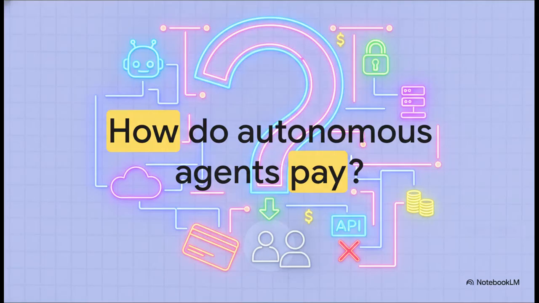So, autonomous AI agents are incredible, right? They're reasoning and chaining tools, working for you 24/7. But we've got to address the massive elephant in the room that is actively blocking your revenue. How do these stateless machines actually pay for the APIs they consume? Think about it for a second. An autonomous agent doesn't have a credit card in its back pocket. It doesn't have a traditional user account to log into.